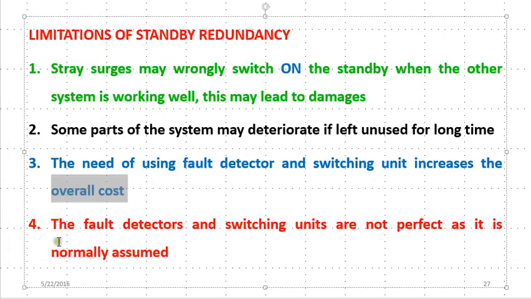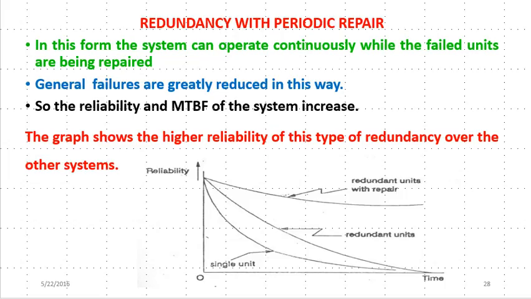And finally, for the fault detectors and the switching, we just assume they are perfect. They can accurately detect the failure of the other one, and the switching can accurately switch to the other one, but there may be a tendency that they may fail also. And these are four items that serve as limitations to the application of standby redundancy.